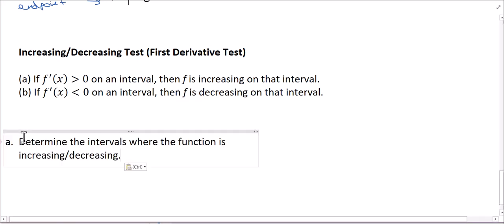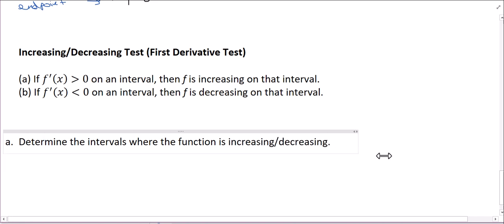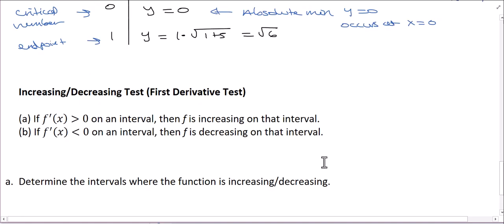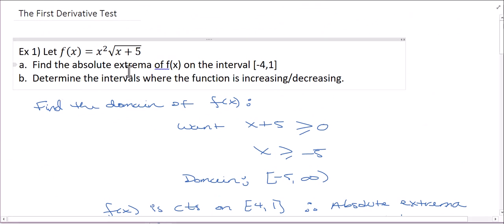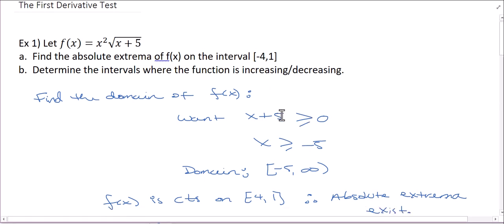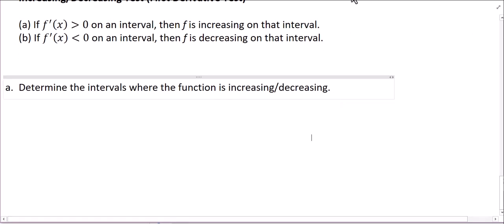So back to part B of this example, we want to determine the intervals where the function is increasing or decreasing. Now notice that here we don't have an interval, right? There's no interval given, like part A, where it asks us to find the absolute extrema on a closed interval. So since there's no interval given, it is assumed that we want to find it on the entire real line. So we can say here negative infinity to infinity.